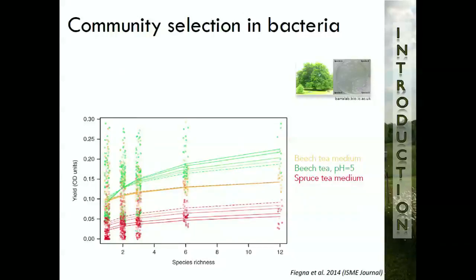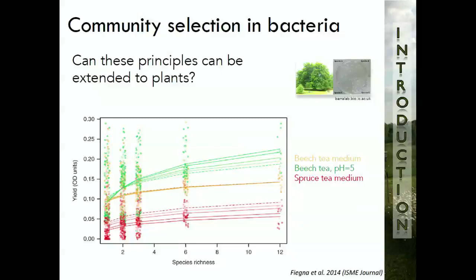And then over time, actually these slopes can change, or just the overall productivity can either decrease or increase, or depending on the medium also very little happens. So our question was if we can actually extend these principles also to plant communities.